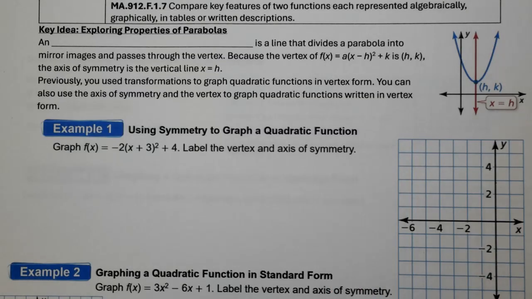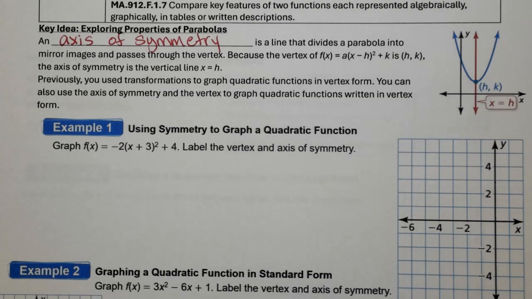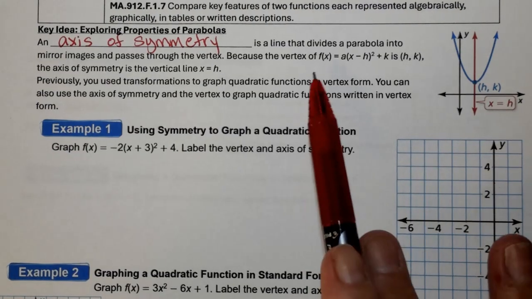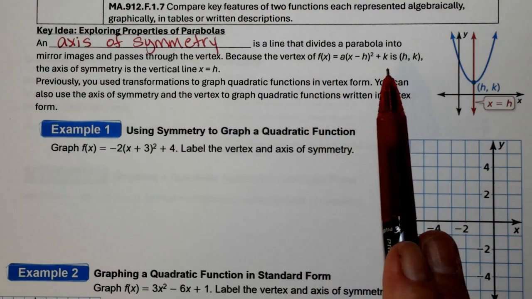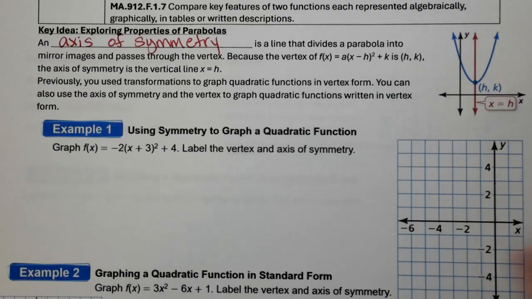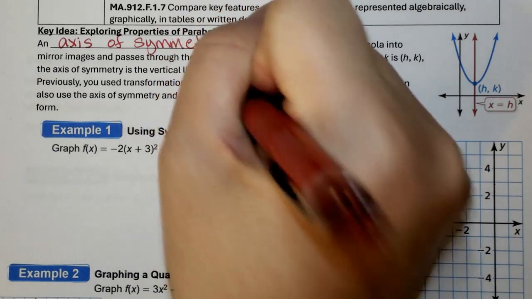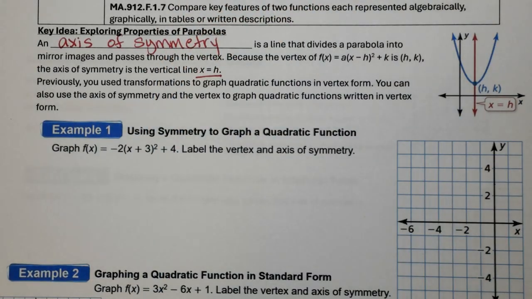We have talked about this before, but just as a reminder, an axis of symmetry is a line that divides a parabola into mirror images and passes through the vertex. Because the vertex of this equation is (h, k), the axis of symmetry is the vertical line x equals h. So the x value of your vertex is your axis of symmetry.